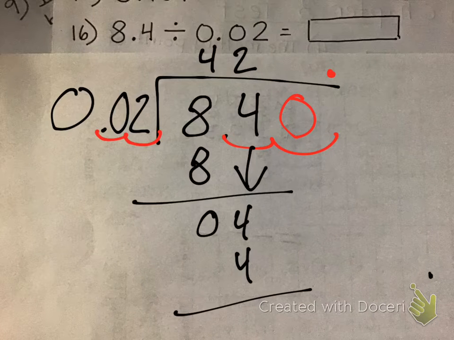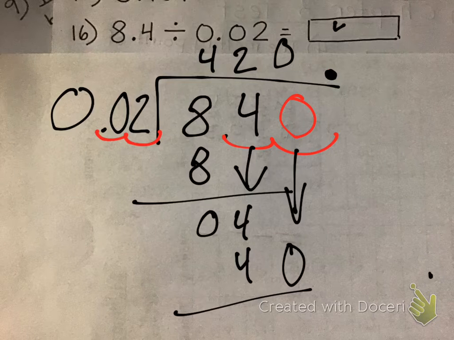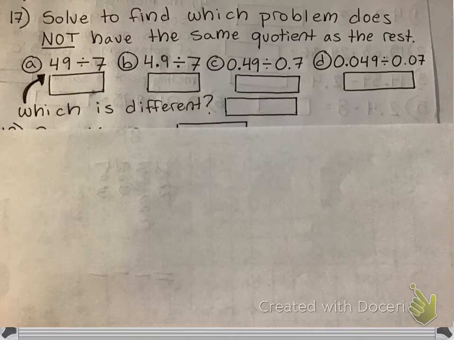Here's where a lot of you had a problem. You forgot to bring down that last 0. We have to go until that decimal point. How many times does 2 go into 0? 0. So our answer becomes 420. On a separate sheet of paper, solve these 4 problems and tell me which is not like the rest.